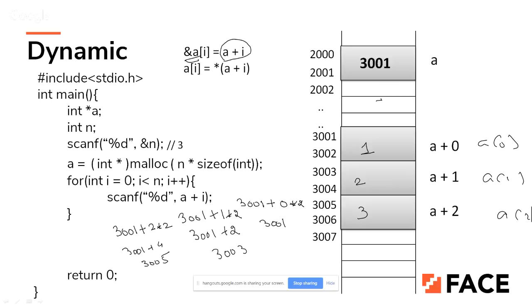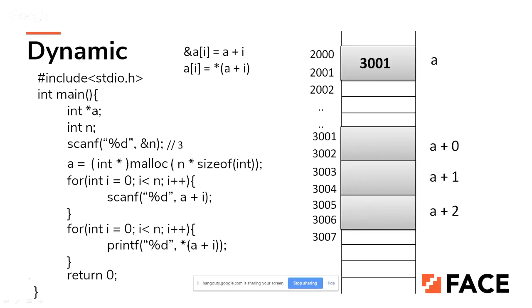Now, if I want to print the value stored in that particular memory location, I have to go for this particular operator, star. In the printf, if you give star before that, you will get the values 1, 2, 3. So how will the values 1, 2, 3 be printed by using star of a plus I?